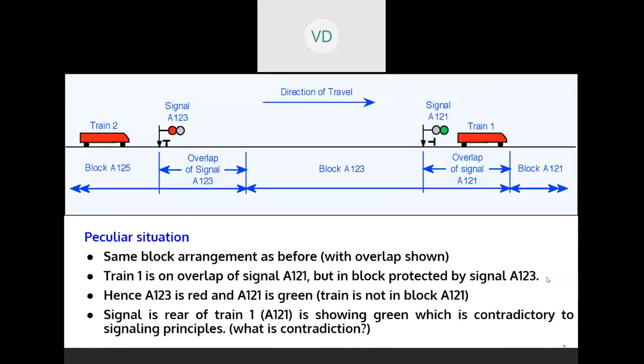Yeah, so with the overlap, one peculiar situation has arisen here, because you can see train 1 is in the overlap of A121, but in the block of A123. In which case you will have a green aspect there. So with the train ahead of it, the green aspect is shown. Obviously all signal engineers will say that this is not a good practice, to have a green aspect in rear of a train. So this was the problem they confronted. So they decided, why have the overlap at all? Plus, overlap needs a track circuit. Go to the next.